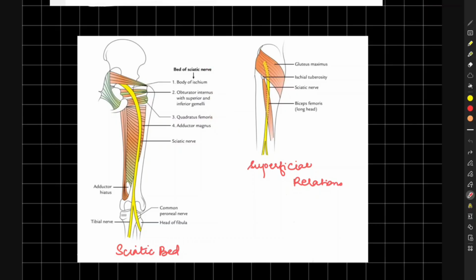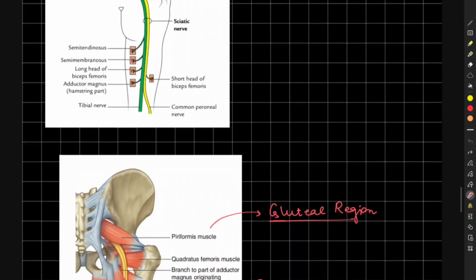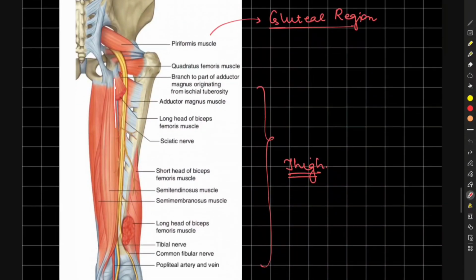Medially, if we see, we have the inferior gluteal vessels. यहाँ पे दिखाया नहीं है डायग्राम में, but we have the inferior gluteal vessels. तो ये है उसका रिलेशन विद द ग्लूटेल रीजन.